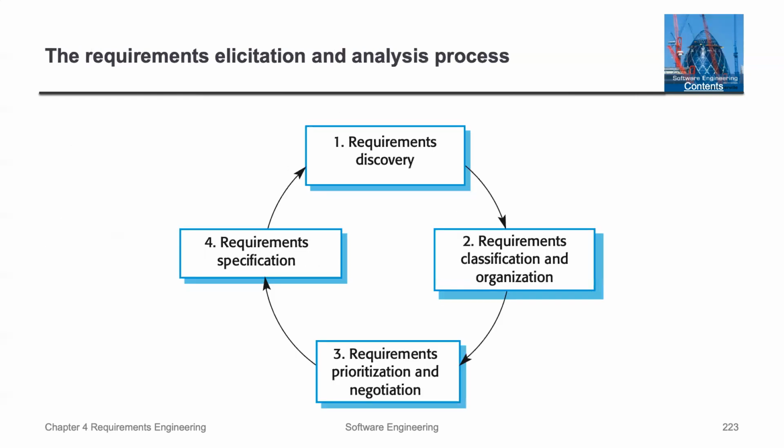So here's what the elicitation and analysis process can look like. You have the discovery. Once you figure that out, you can be postulating requirements, classification and organization, moving to the prioritization and negotiation, and finally having the requirements specification.